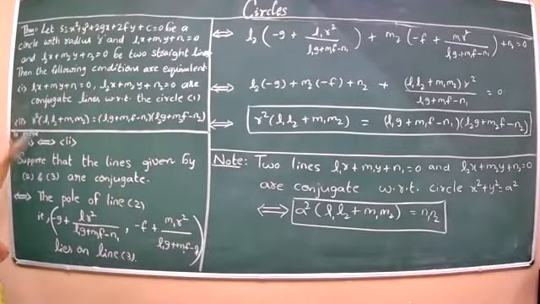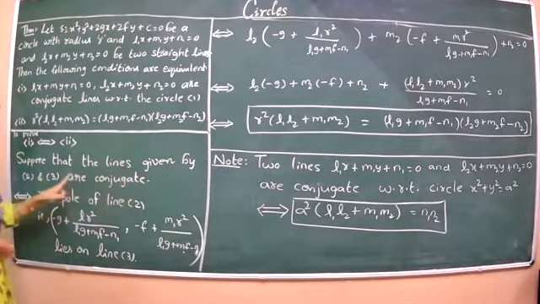1 implies 2. It actually is not only implies but also the converse. So instead of writing formulas again, I'm taking implies and implied by, which means if these lines are conjugate, then this condition is followed, and if this condition is followed, the given lines are conjugate.